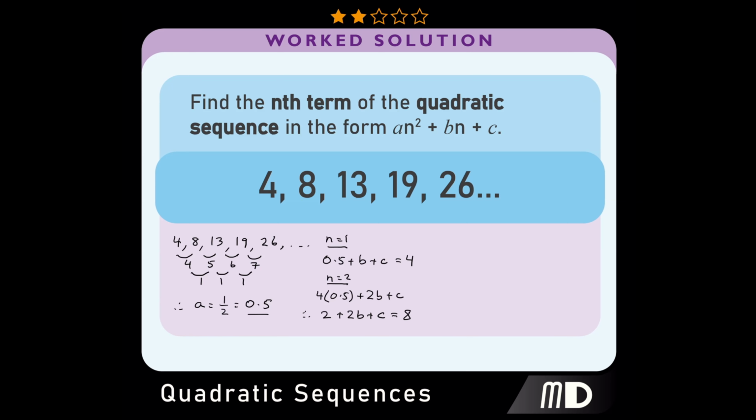So now we have two equations which we can solve simultaneously. 0.5 plus b plus c equals 4, and 2 plus 2b plus c equals 8. Subtracting the first equation from the second gives us 1.5 plus b equals 4. This gives us a value of b equal to 2.5.